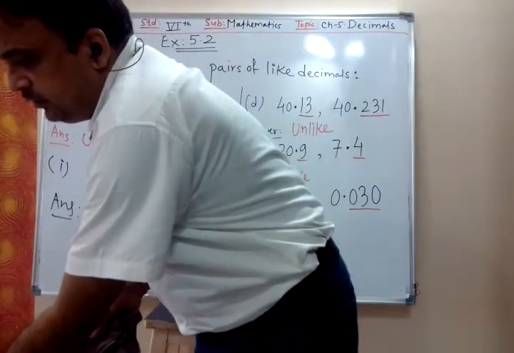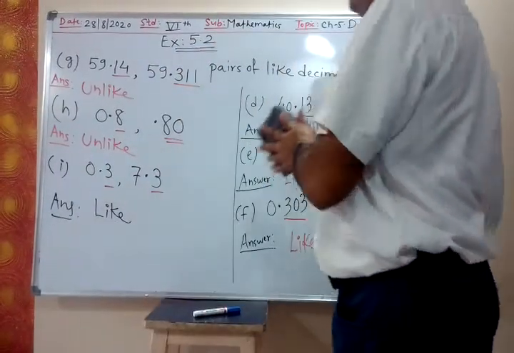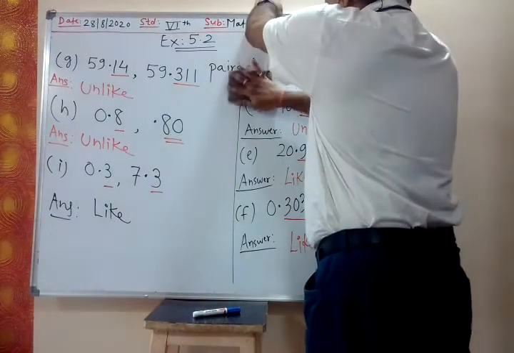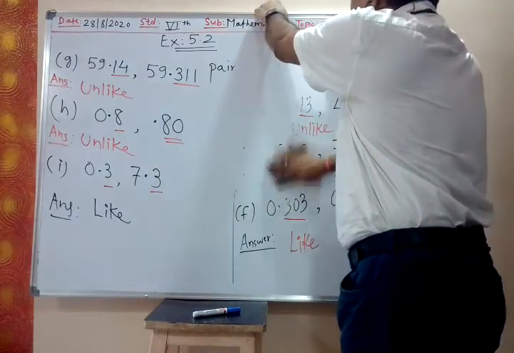Convert the following group to like decimals.